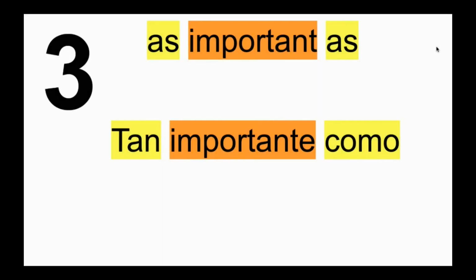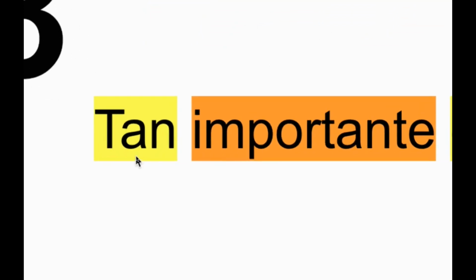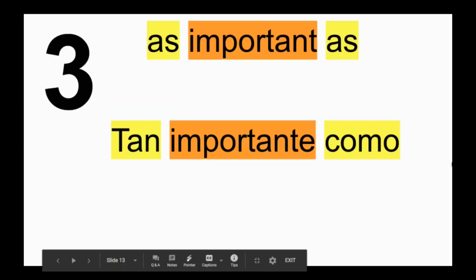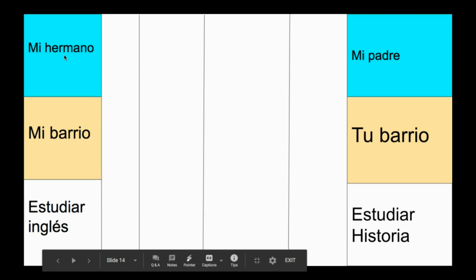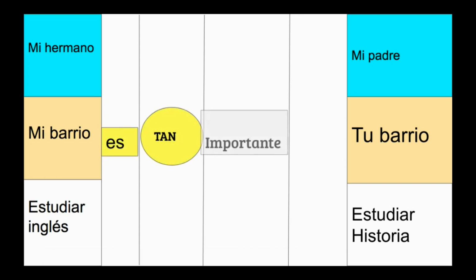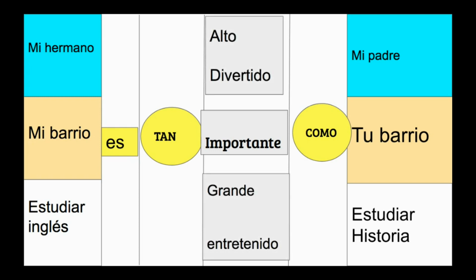Number 3, as important as. Tan importante como. So in this one, we are comparing things to say that something is kind of equal to something else. We're not using más or menos and que, we use tan and como. So let's do some examples. This is the same frame. We call the person, we call the place, and we call the activity. We keep using es, and then we're going to use tan importante como. Something is as important as something else. And then you can use any other adjective as well.